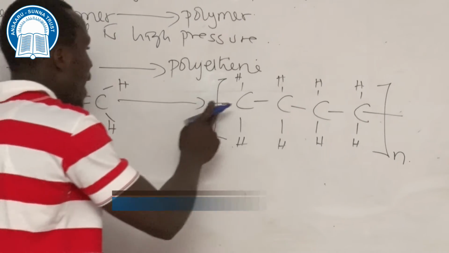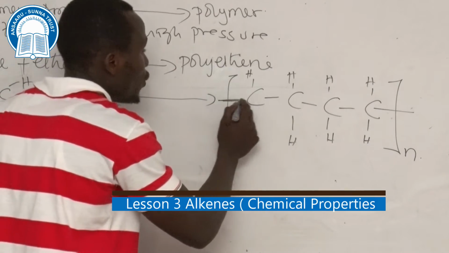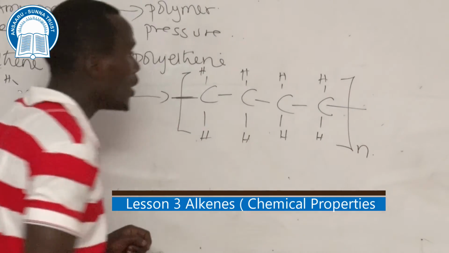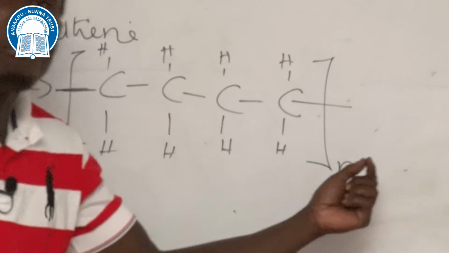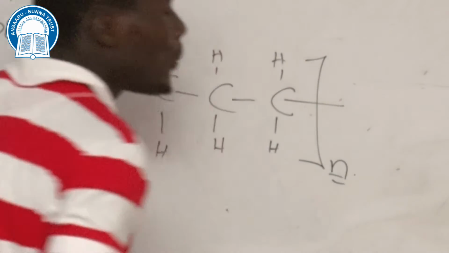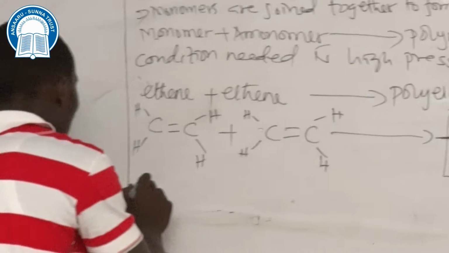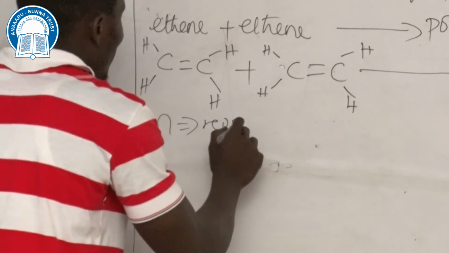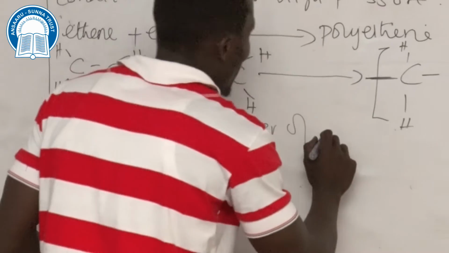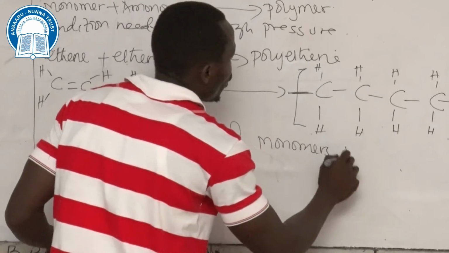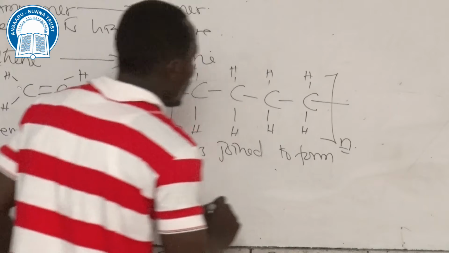This is polyethene. And you can see that the bracket should touch this bond, so we should not enclose this bond. This shows that we can still add other molecules, meaning that it is still open to join more molecules. And n represents the number of monomers joined to form the polymer.